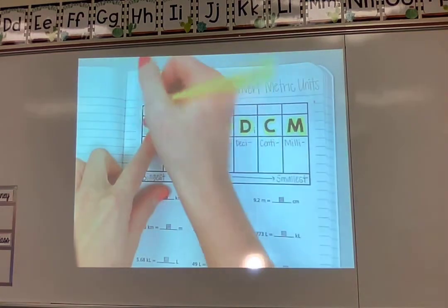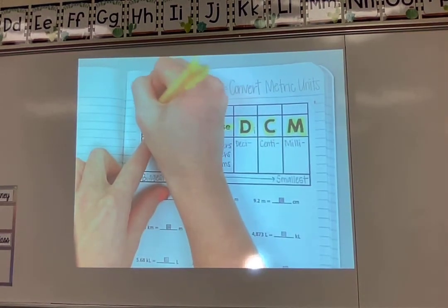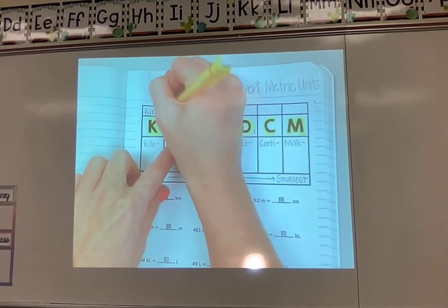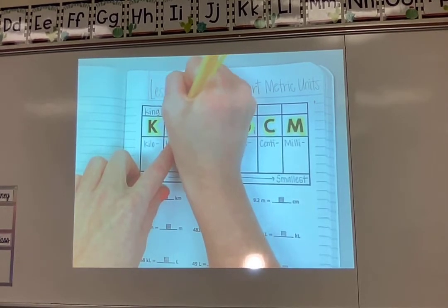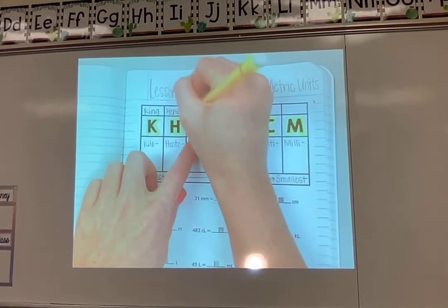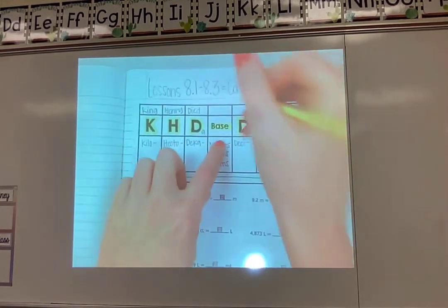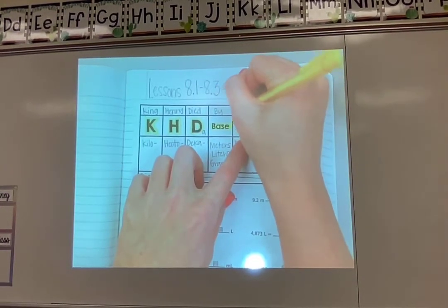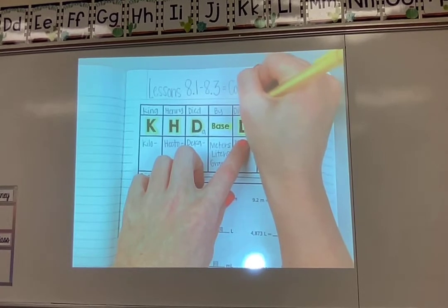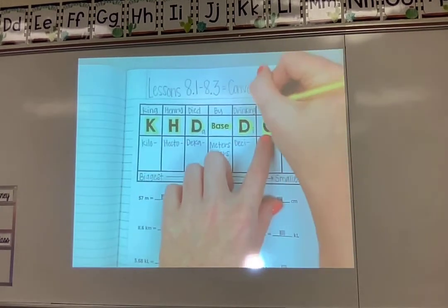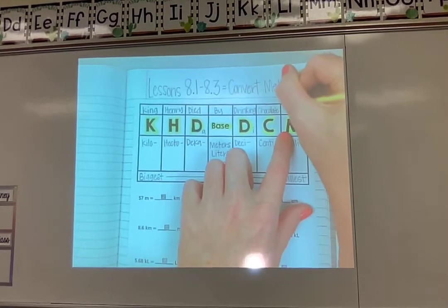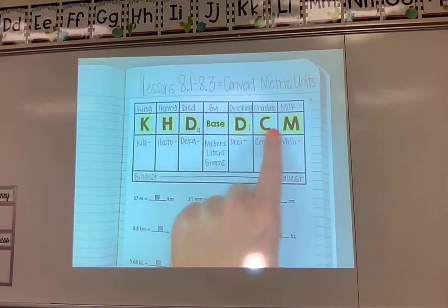And it goes King Henry died by drinking chocolate milk. King Henry died by drinking chocolate milk.